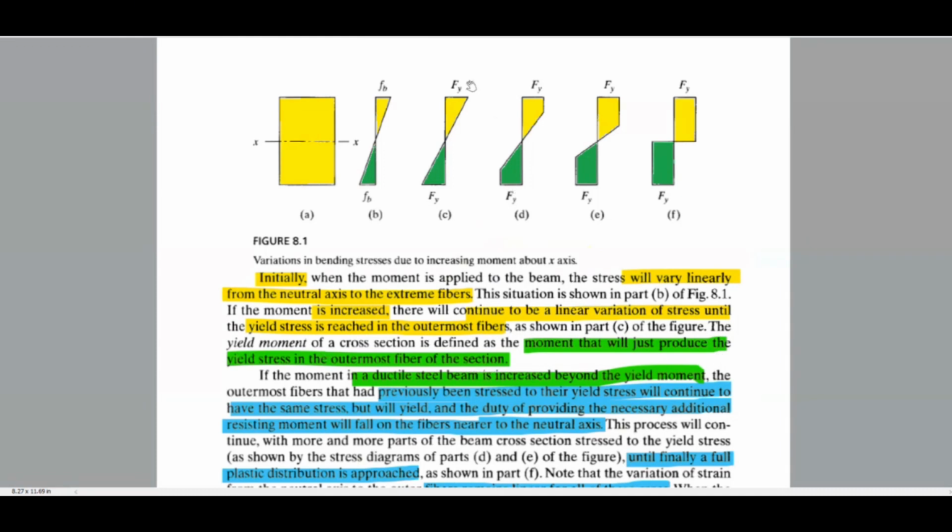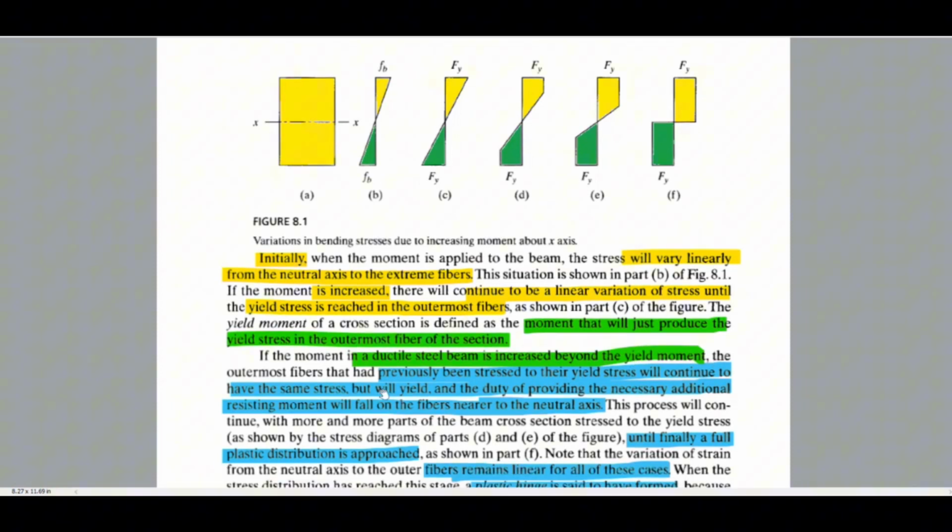Yield moment means that the outermost fiber is reached just to produce the yield stress in the outermost fiber of the section. If the moment in a ductile steel beam is increased beyond the yield moment, the outermost fibers that had previously been stressed to the yield stress will continue to have the same stress, but will yield, and the duty of providing the necessary additional resisting moment will fall on the fibers nearer to the neutral axis. This process will continue as more and more of the beam cross section is stressed.